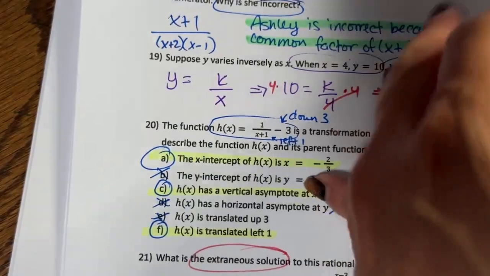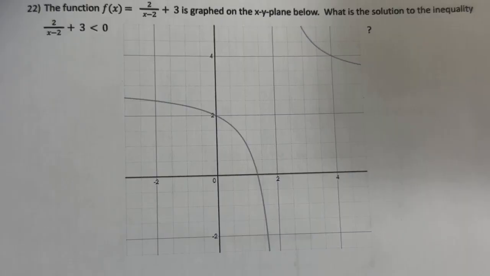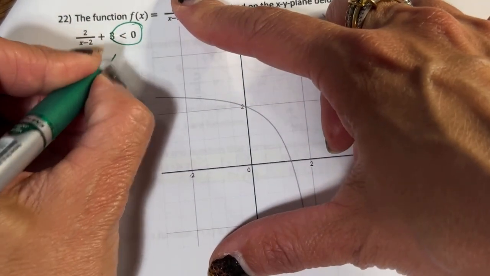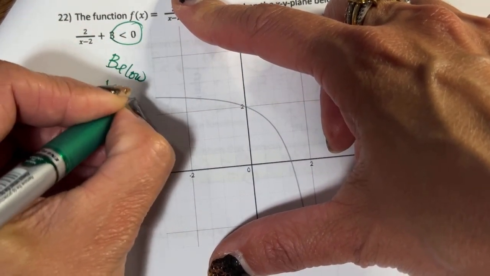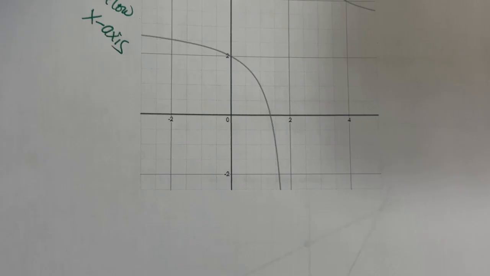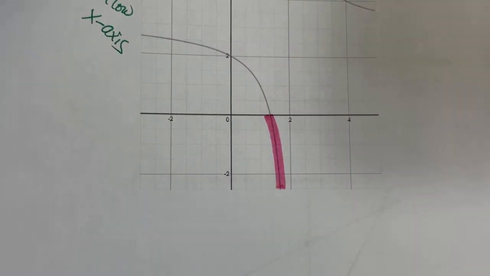Okay. Last but not least, it says the function f of x is graphed on the xy plane below. What is the solution to the inequality where it is less than 0? So less than 0 means we are below the x-axis. This is where we would grab a highlighter and highlight the spot of the graph where it is below the x-axis, and this is the only sliver that has it.